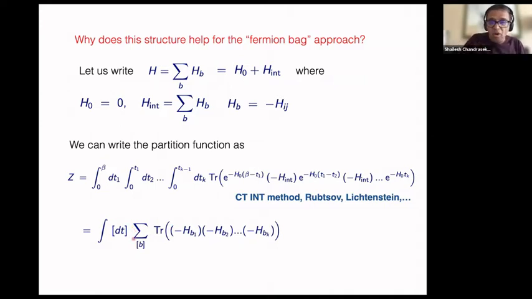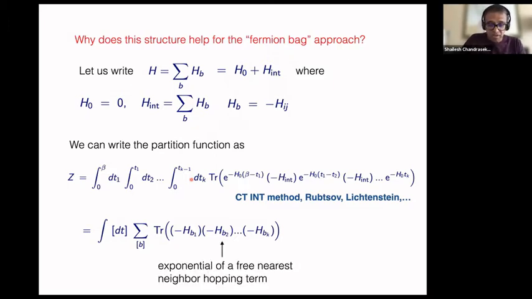And then you integrate over all time. So you can actually do this calculation in continuous time. There's no need for going to discrete time, although I will flash some results with discrete time. The main interesting feature is that this HB is now an exponential, right? It's exponential of a free hopping term. And that makes it very nice, right?